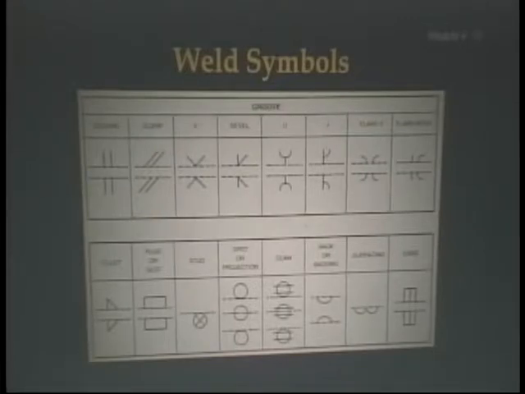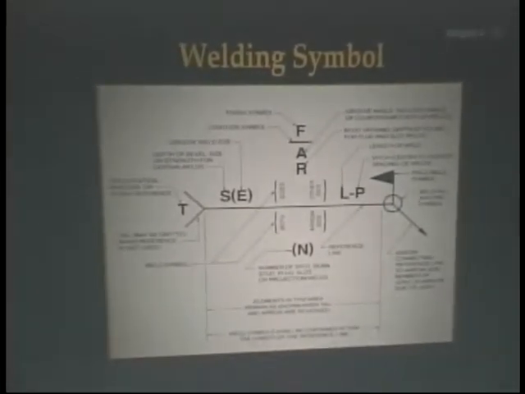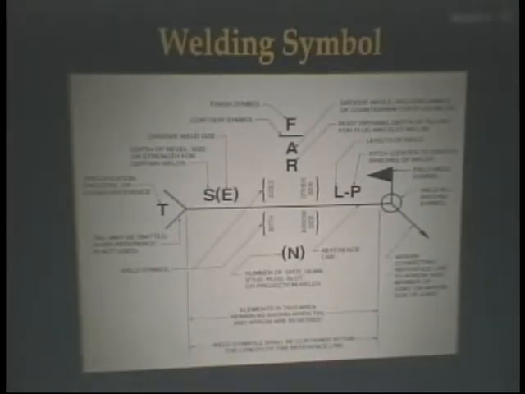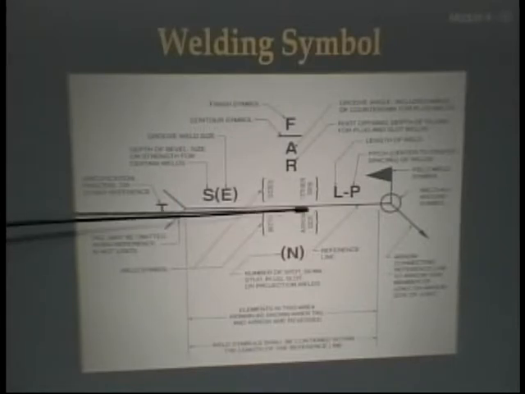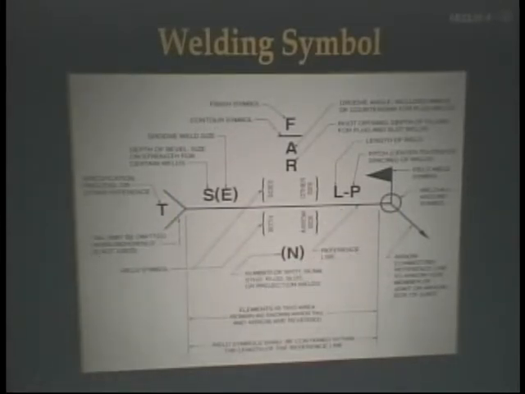If you'll turn to page 1108, you'll find this. Now this is the elements of a standard welding symbol. And it looks pretty complicated, but it's not really. Now we know that we have to have a reference line. We know we have to have an arrow. But other than that, what do we have to have?